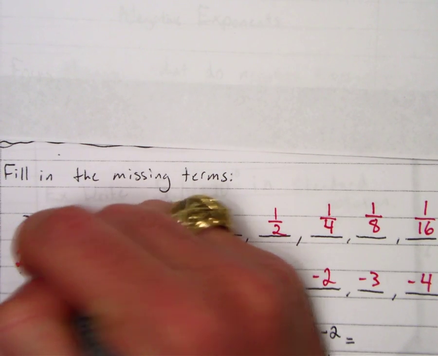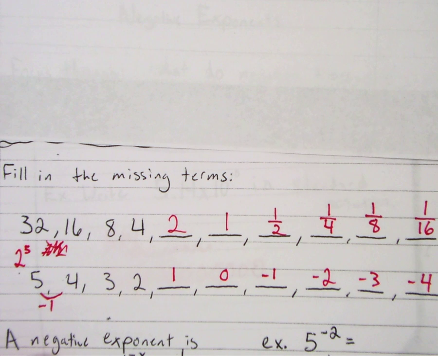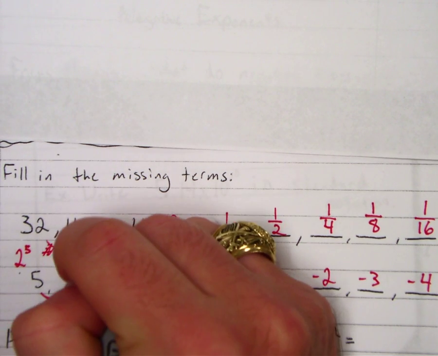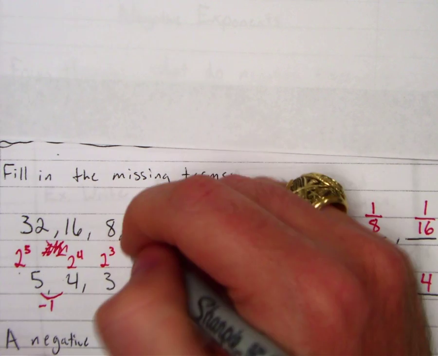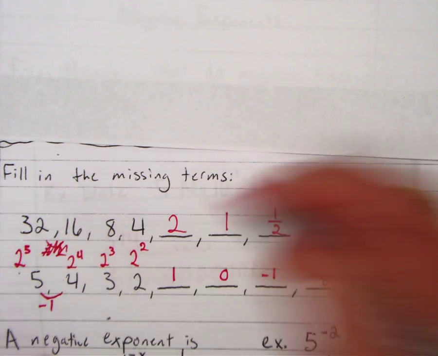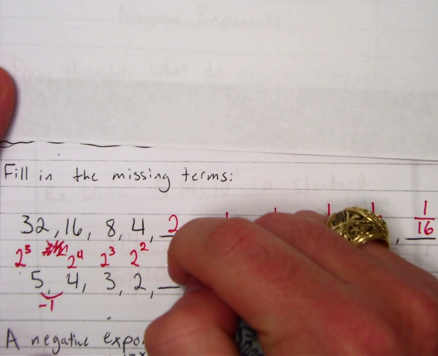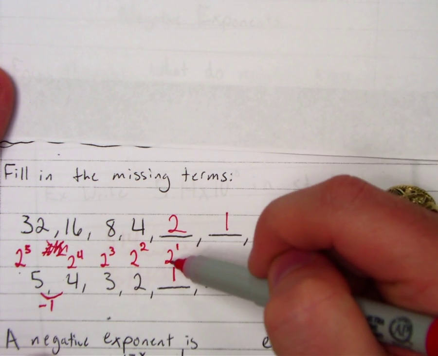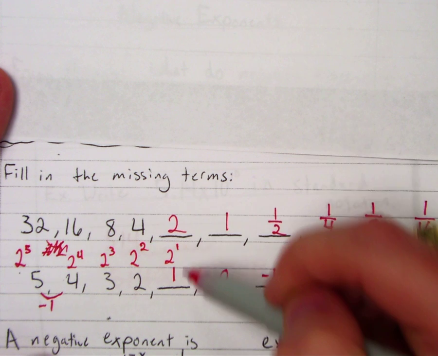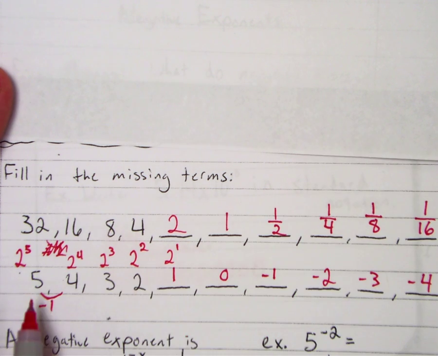2 raised to the 5th is 32. 2 times 2 is 4, times 2 is 8, times 2 is 16, times 2 is 32. Okay, so 2 raised to the 5th is 32. Here, 2 raised to the 4th is 16. 2 cubed is 8. 2 squared is 4. 2 to the 1st is 2. You're seeing where all these numbers are coming from, right? And then we're getting our exponents from this list right here.